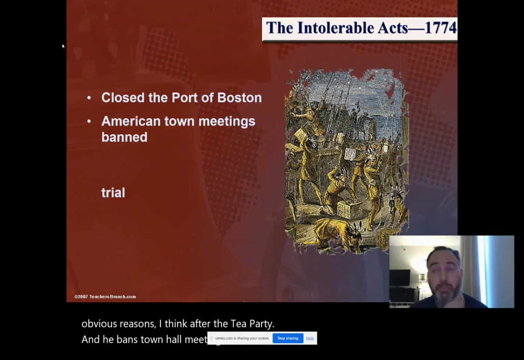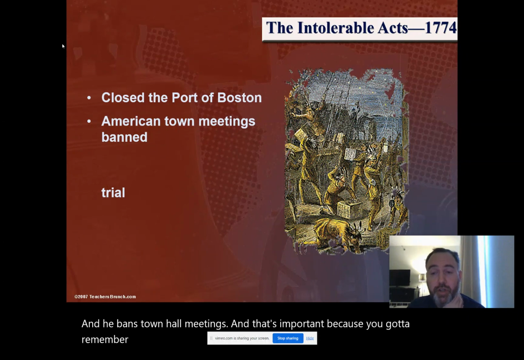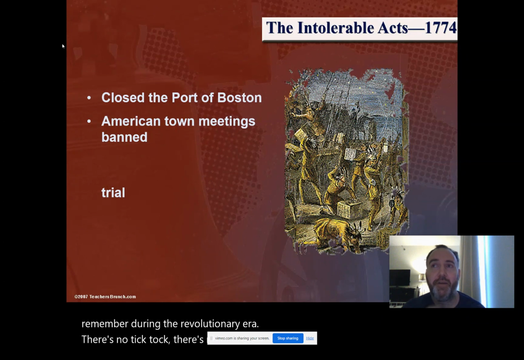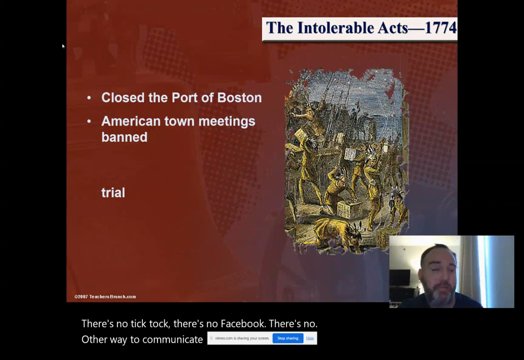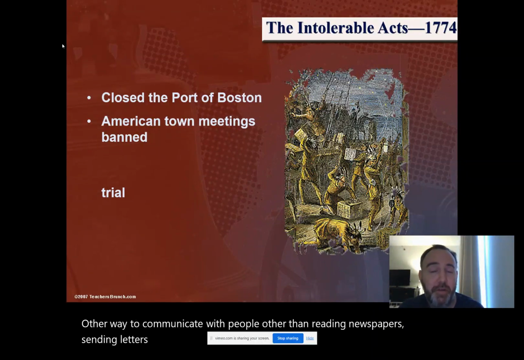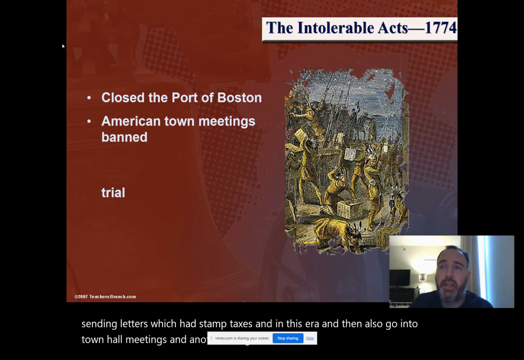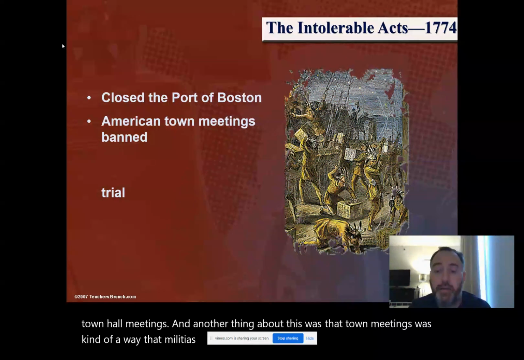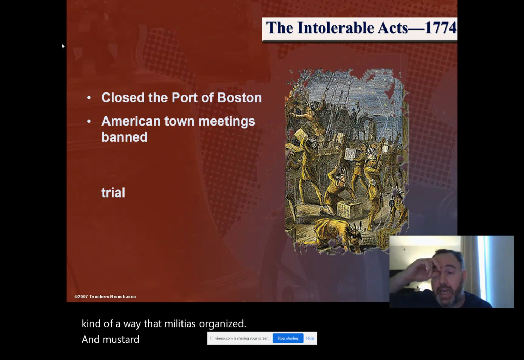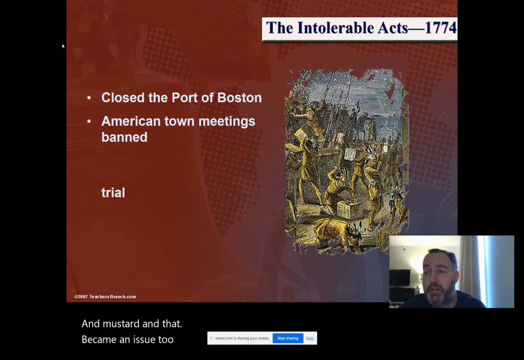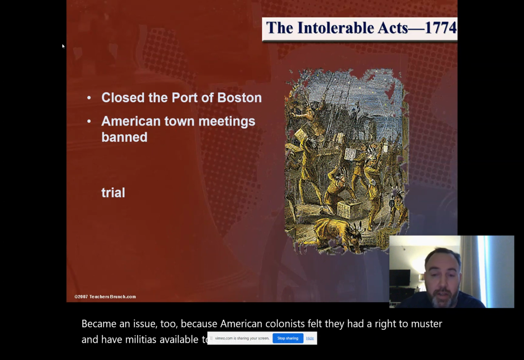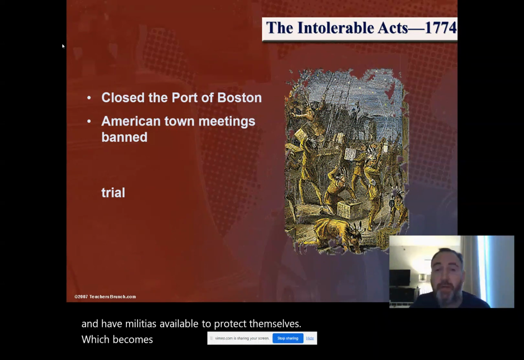And that's important because you got to remember, during the Revolutionary era, there's no TikTok, there's no Facebook, there's no other way to communicate with people other than reading newspapers, sending letters, which had stamp taxes in this era, and then also going to town hall meetings. And another thing about this was that town meetings was a way that militias organized and mustered. And that became an issue too, because American colonists felt they had a right to muster and have militias available to protect themselves, which becomes important for our Second Amendment rights later on.